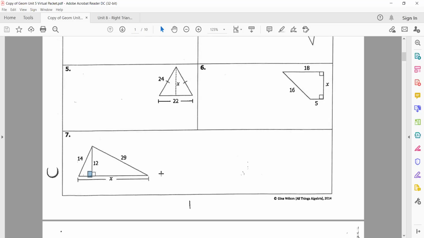So how am I going to figure out what part of x, or what parts of x, I can use to calculate?